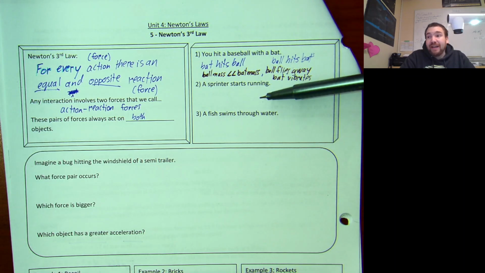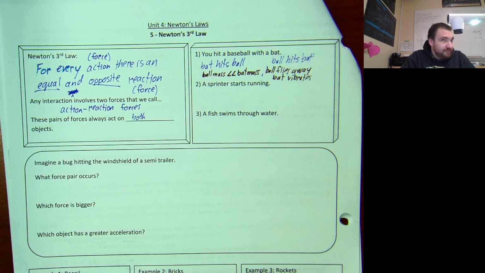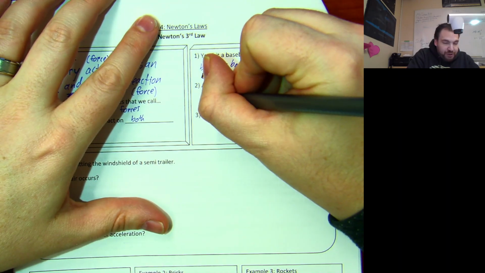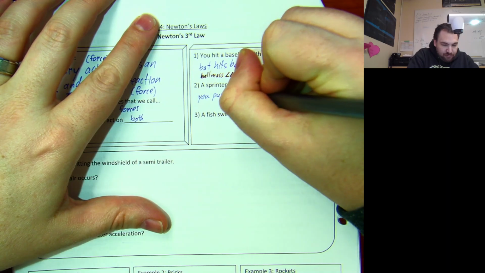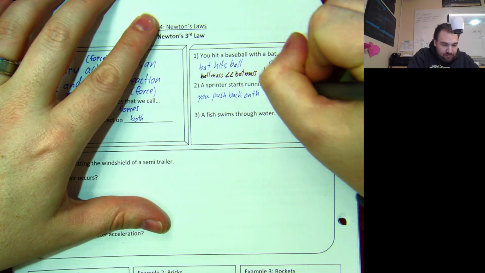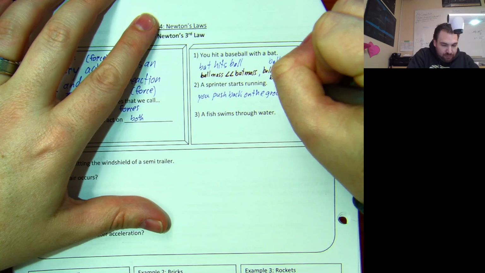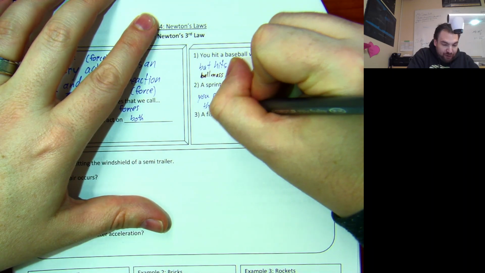A sprinter running, what's actually happening here? How does a sprinter, or even when you walk, how do you move forward? Move your legs forward and backwards and push yourself forward. But how? When you push into the ground, you move. Okay, so you push back on the ground. The ground pushes forward on you.